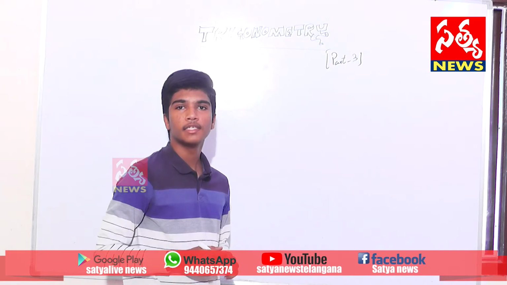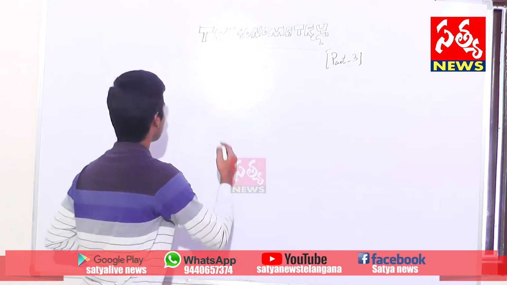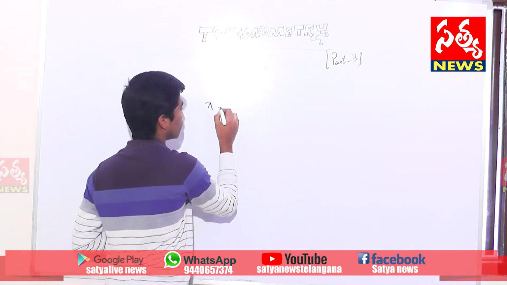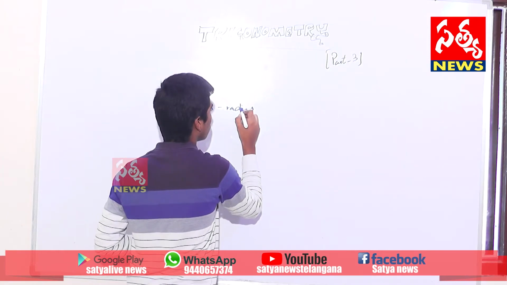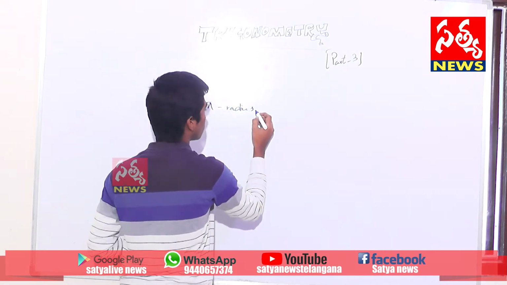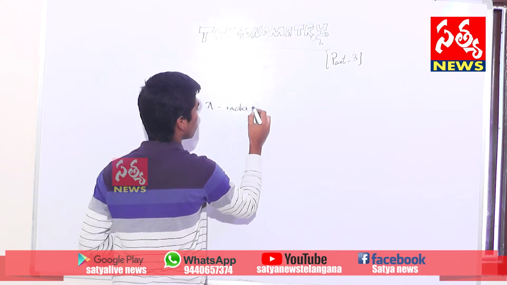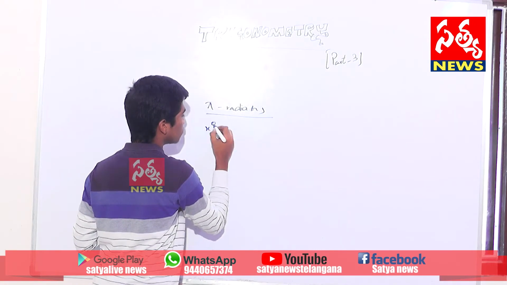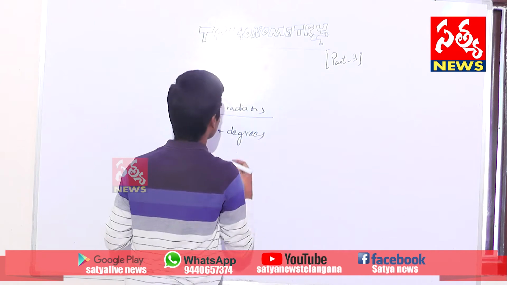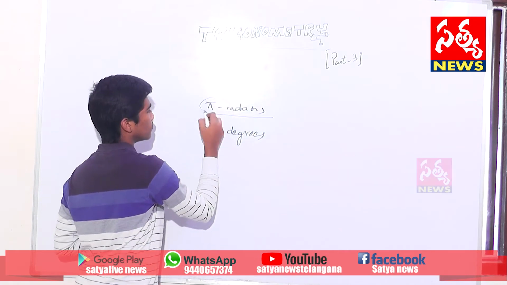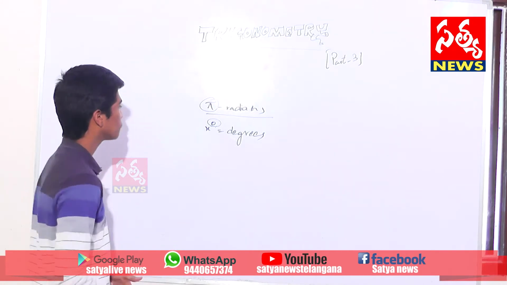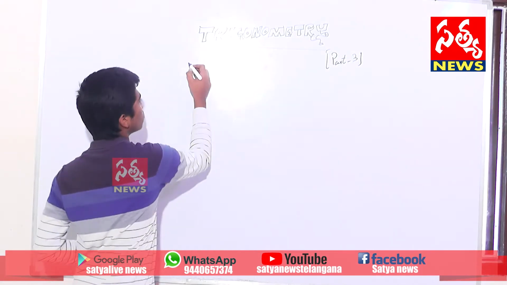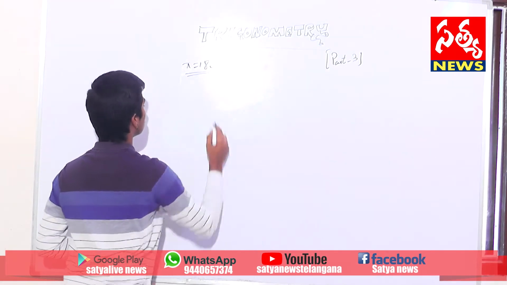And next, we will discuss how to plot an angle in the graph. For this, you have to know that angle units are radians and degrees. This is the symbol of degrees and this is the symbol of radians. And remember this: pi is equal to 180 degrees.